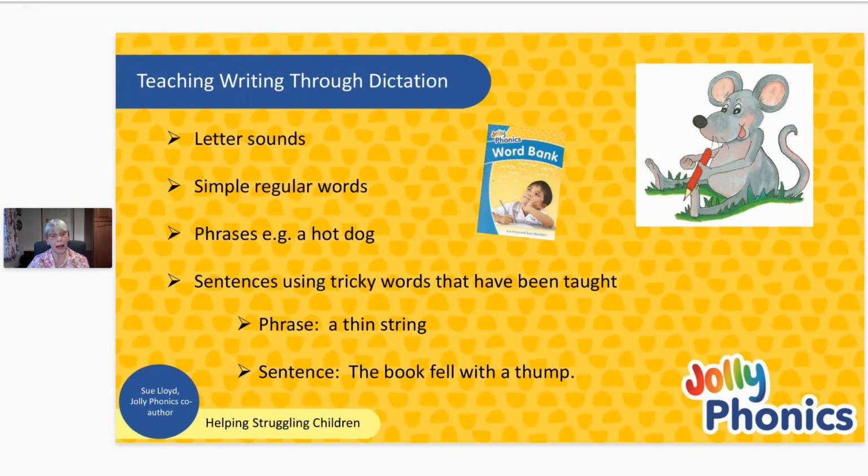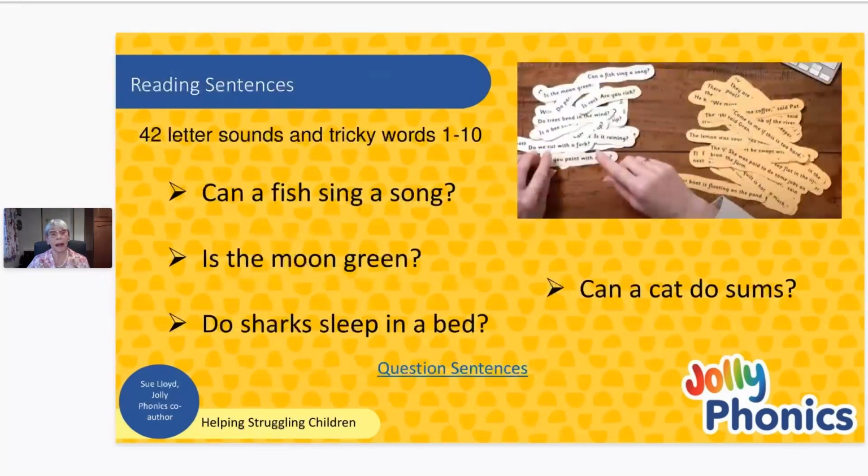Adjust it to how able they are. I have on the website, you can download these. If they know the 42 letter sounds and the first 10 tricky words, well, I can make little sentences for them to read. So you can put them down on the table and they can practice. So it's always a matter of doing the right thing at the right time. If they haven't got the 42 letter sounds, well, you make your little phrases and do it earlier, and only use the letter sounds that they do know.